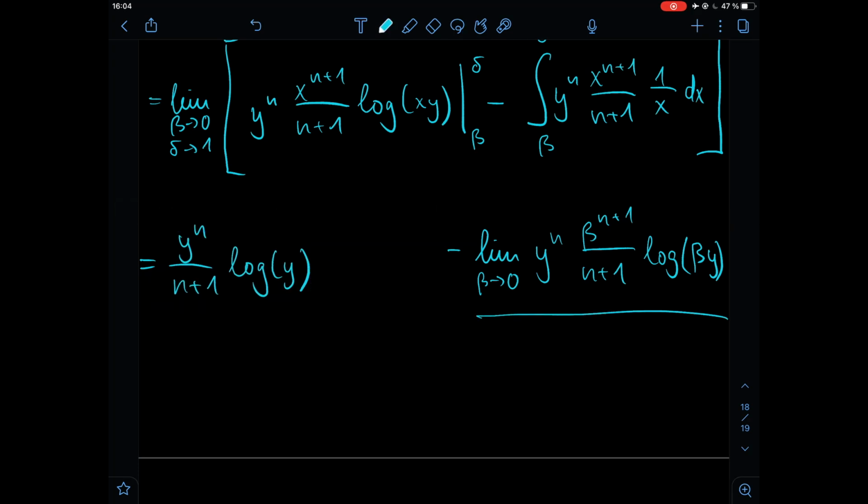Now, I said this one here is a little bit tricky, because if we plug in 0 for beta, then we have 0 here, and then we have infinity here. So this thing here is of the type 0 times infinity. It's also similar to the function x times log x, because we have beta times log beta, but the beta here is to the power of n plus 1, so it's like x to the power of n, but it's already sufficient to only deal with the function x times log x.